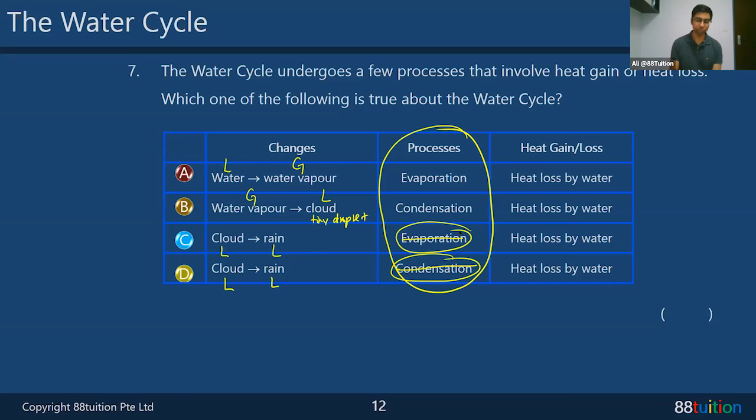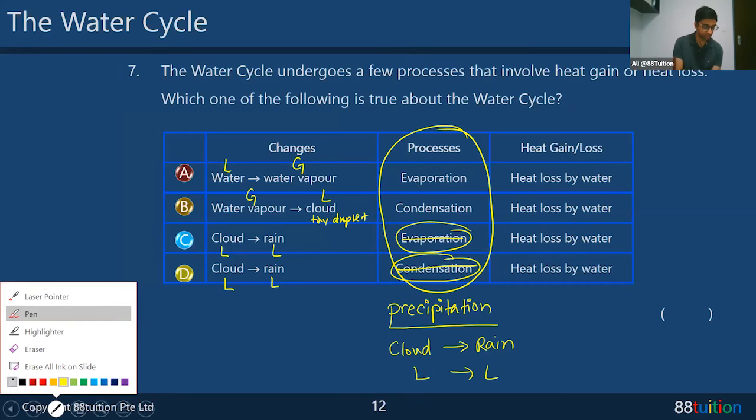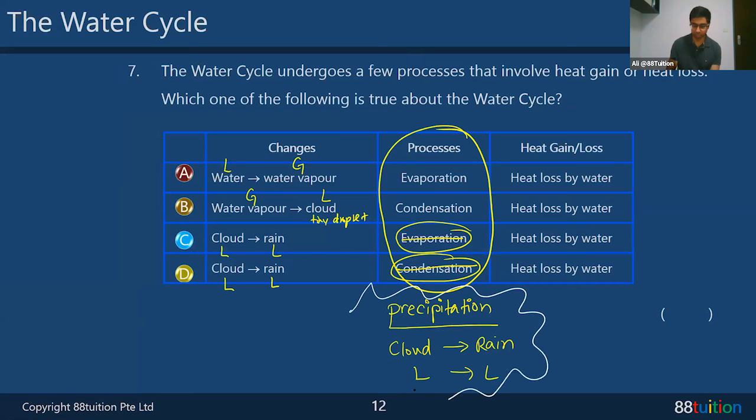So that is wrong. What is the process from cloud to rain called? It's another process, and some of you already know this word. You'll come across it in the science textbook. Precipitation is the process where the cloud releases its water to become rain, and therefore the change is liquid to liquid, no change in state. So this is a new process. It does not involve evaporation, condensation, boiling, or freezing. Those other four will have a change in state. So let's highlight that and make sure you remember this.